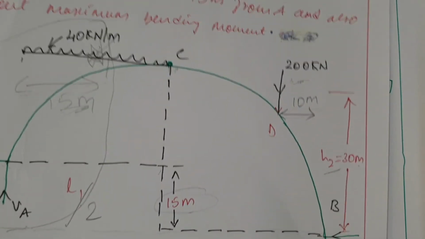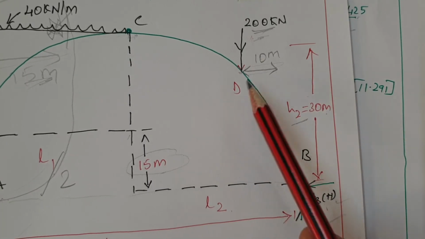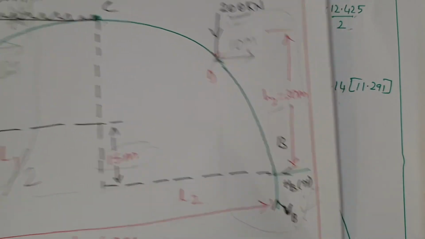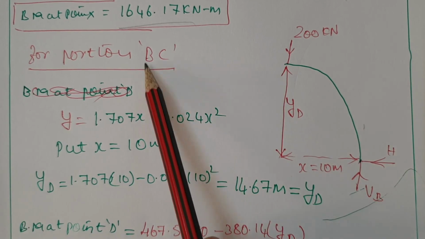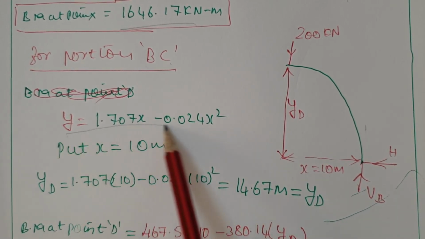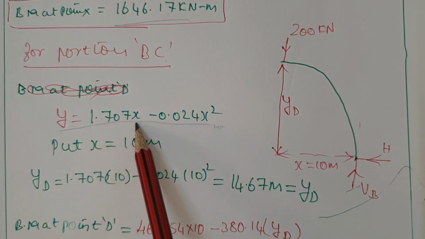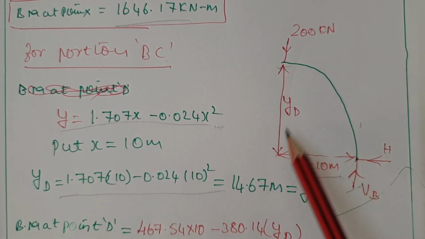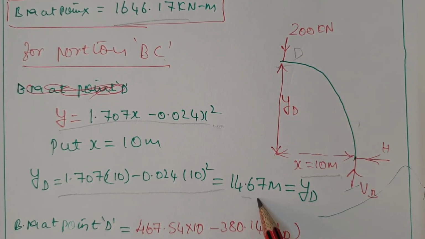Then we have to calculate maximum bending moment with respect to the portion B to C. So portion B to C, it will look like this. Maximum bending moment will be at the point where the point load is acting, that is point D. So we have to consider only this portion. So that will be as follows. Okay, and we know this is for portion B to C. So Y value, that is equation of rise, we have to consider for portion B to C, that will be 1.701x minus 0.024x square, where we know x value as 10 meters. Substitute that one, you easily get the distance as YD value, that is 14.67 meters.